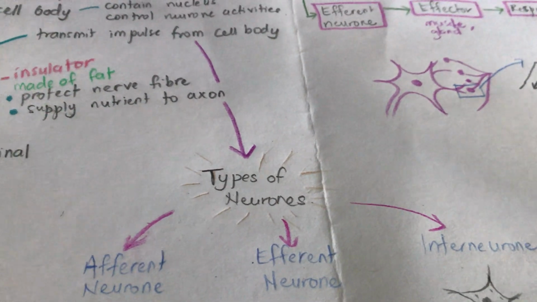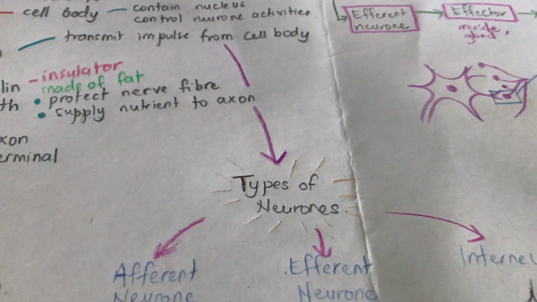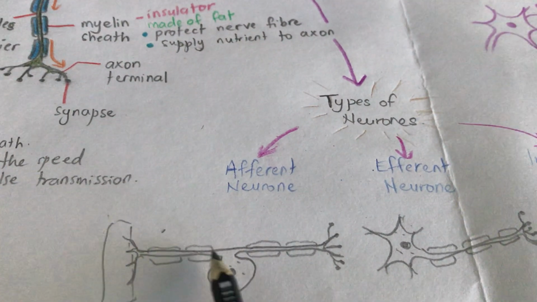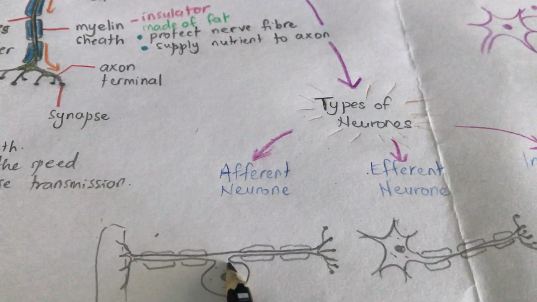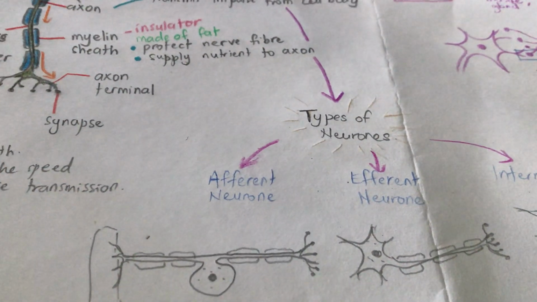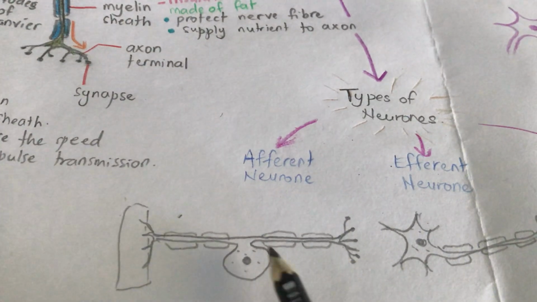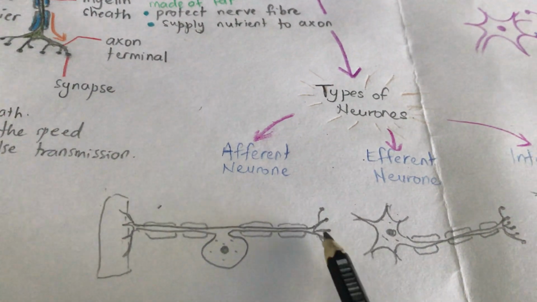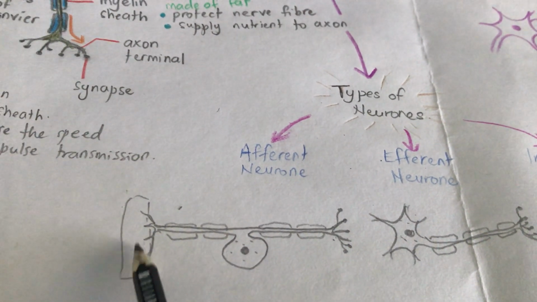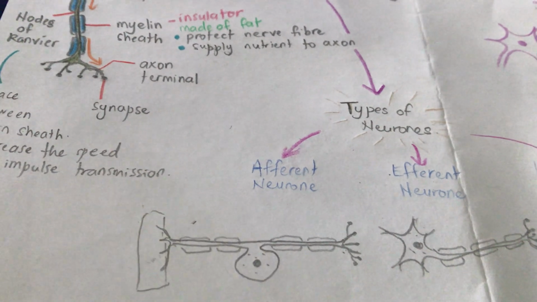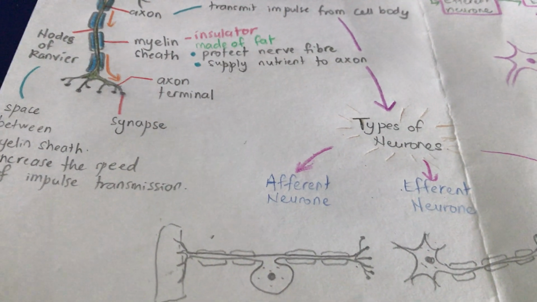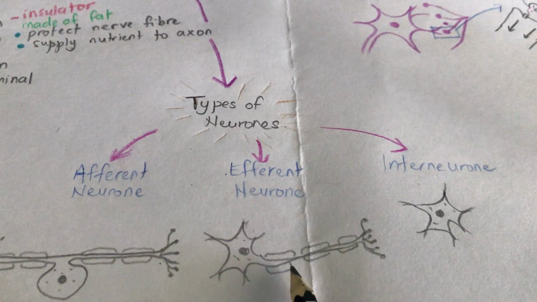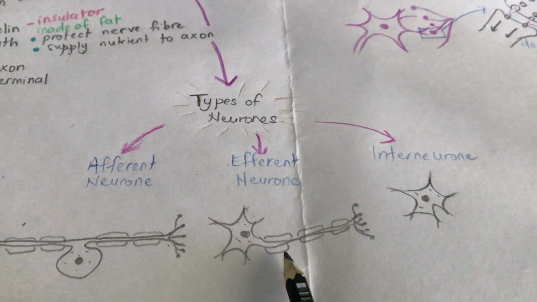Okay, kamu dah dengar pasal afferent dengan efferent neuron ni sebelum ni. So kita ada punya structure. Afferent neuron, the cell body is located in the middle. Badan sel dia berada kat tengah-tengah. So this is the dendrite. This is the axon. Okay, this is the receptor. That means the afferent neuron receives impulses from the receptor.